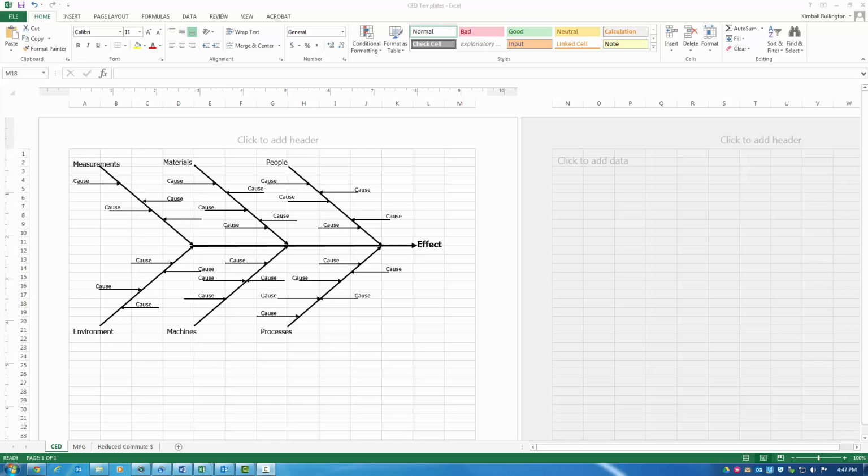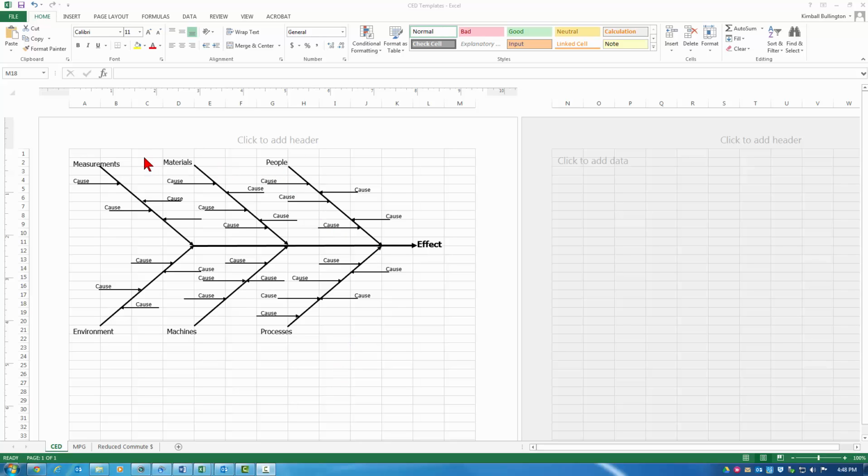Hello, this is Kimball Bullington, and this is an example template for creating cause and effect diagrams in Excel. So you can create them yourself, as I showed how to do in a previous video, or you can just edit this existing template or one like it.